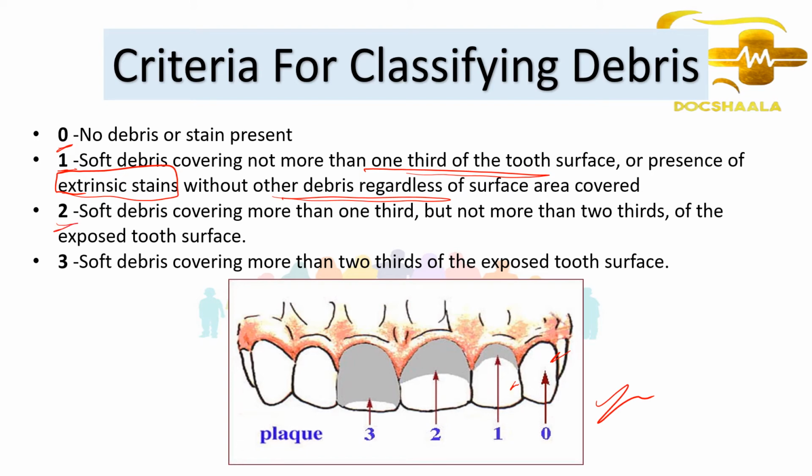Number 2 is assigned to soft debris covering more than 1/3 but not more than 2/3 of the exposed tooth surface. Then number 3, it is more than that, covering the 2/3 of the exposed tooth surfaces. Okay, extrinsic stains is only given score 1 regardless of the amount of tooth surface it is covering.